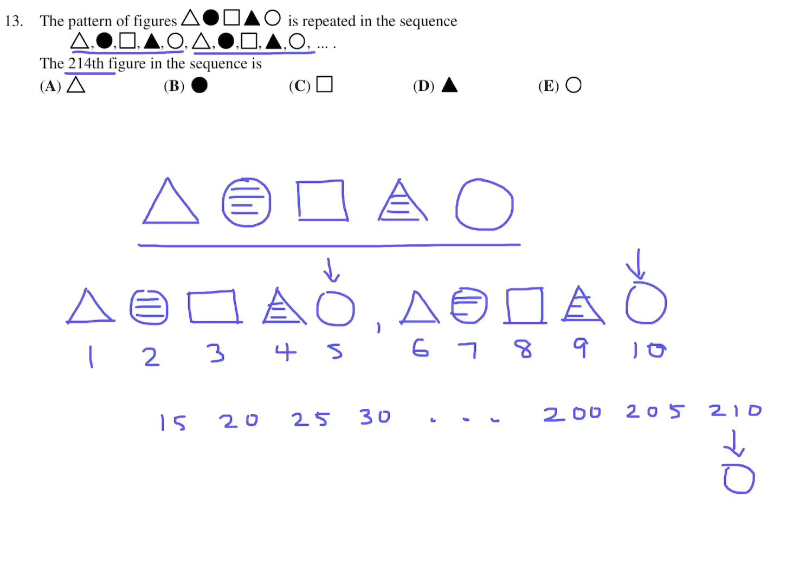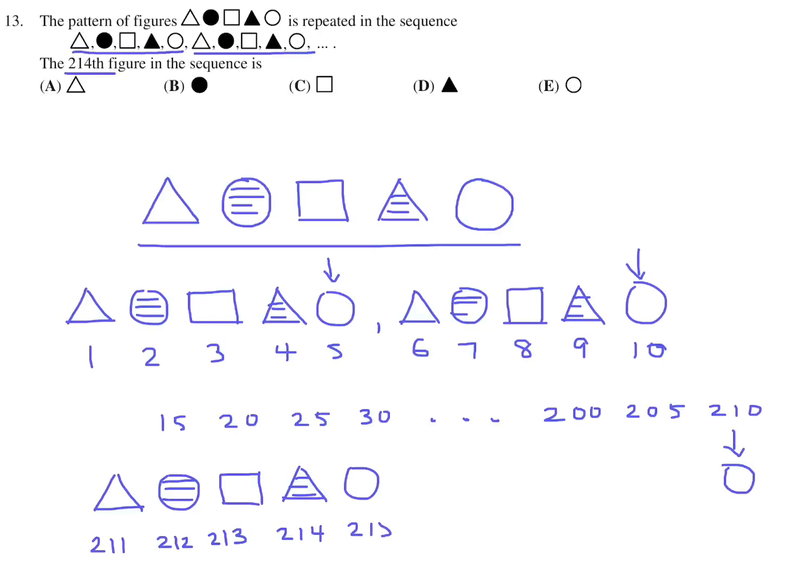And then after that, you'll go right back to the same series again for 211, 212, and so on. So this will be 211, this will be 212, this will be 213, this will be 214, and this will be 215. And of course, because 215 is a multiple of 5, we're back to the empty circle. So what are they asking for? 214. So 214 is right here. The shaded or black triangle, which is choice D.